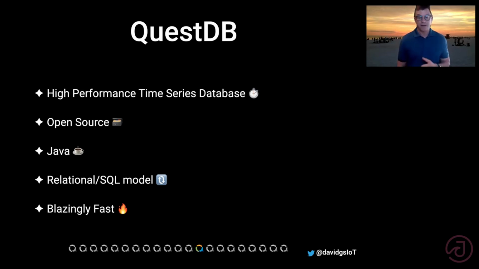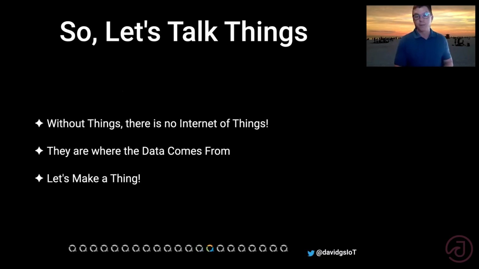So I've now spent sort of two-thirds of this talking about data, and this was an IoT talk. So let's do a little bit of talking about things, because without the things, there's no Internet of Things, and they really are what generate the data. They collect it. Some people say it's the last mile. I look at it as the first mile. It's really where the data comes from and where the decisions are going to come from. So let's go ahead and make a thing.